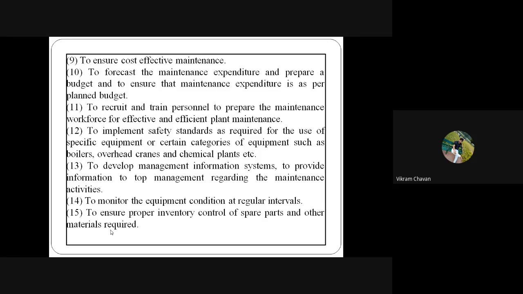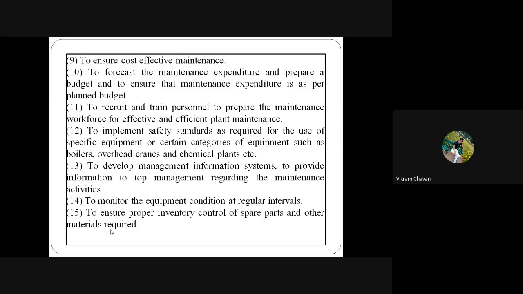Okay, the cost effective maintenance is nothing but the decision we have to take first, whether to repair or replace the part. That is one kind of decision related to cost effectiveness. Then we can say forecast the maintenance expenditure. So we have to prepare a budget for 1 year or for 6 months, and that budget needs to be provided to the management related to the expenditure of maintenance.